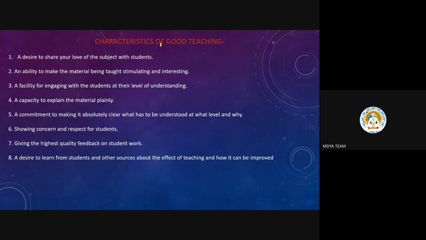Now, characteristics of good teaching. So, what things will you term as good teaching? Okay, what are the characteristics of good teaching?